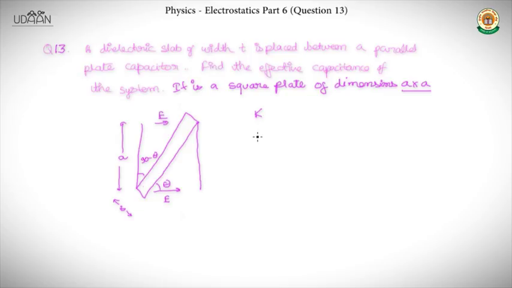The dielectric constant is given to be capital K, and we will find the answer in form of K. Notice that this slab is kept in a slant way at an angle theta. So how we can approach this are two methods. We have to take small elements and then integrate them.